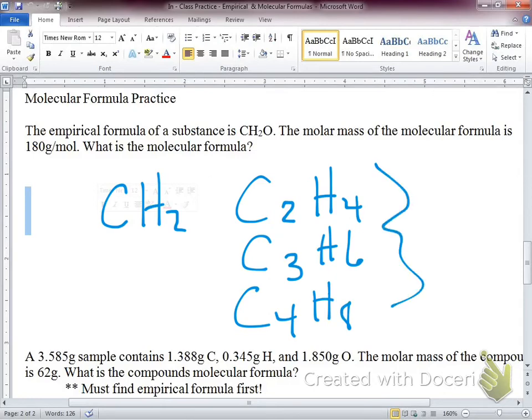These are all molecular formulas. This is its empirical formula. Its empirical formula is the smallest ratio. Molecular formulas could be larger versions of that compound. Doesn't mean they're the same compound. They're not. They act differently, but it's just a bigger version of that.